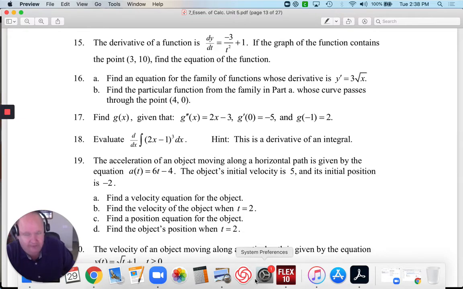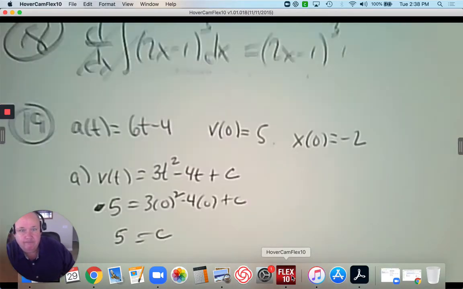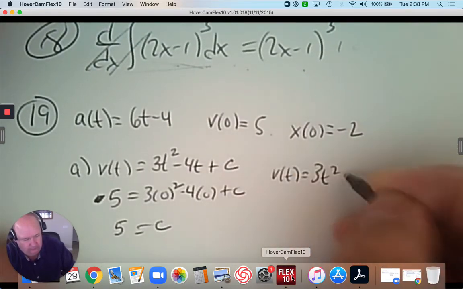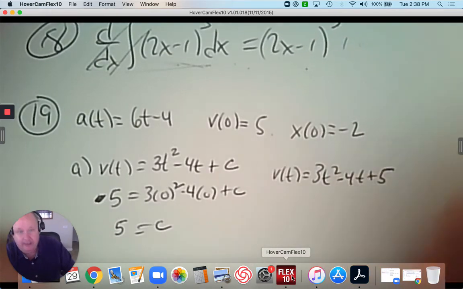So the velocity is the antiderivative of 6t subtract 4. So we're going to go t squared. 6 divided by 2 is 3. So it's 3t squared minus 4t plus c. It says the initial velocity is 5. So if I plug in 0, because 0 means initial, so plug in 0 for time and then solve for c, you get 5. So the velocity then is 3t squared minus 4t plus 5.